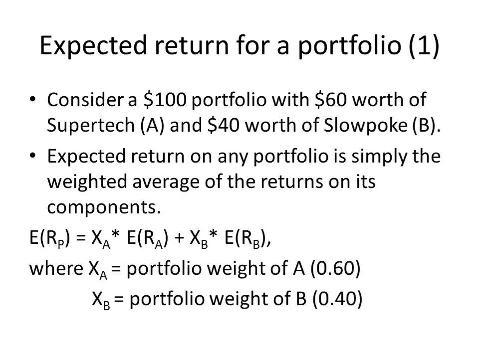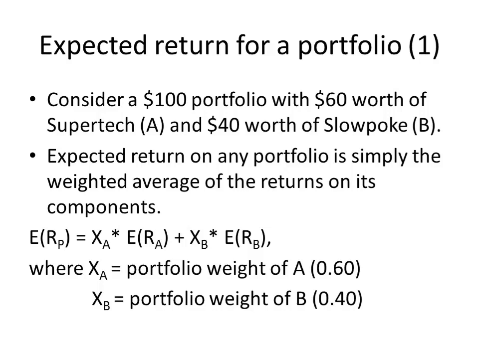Let's talk now about how to get the expected return for a portfolio. It turns out that the expected return for a portfolio is merely the weighted average of the expected returns of the components. Let's do a little example here. Consider a $100 portfolio with $60 worth of SuperTech and $40 worth of Slowpoke. The expected return on this portfolio is simply going to be the weighted average. Now, what do we mean by a weighted average?